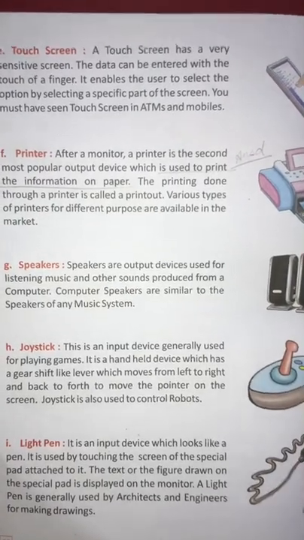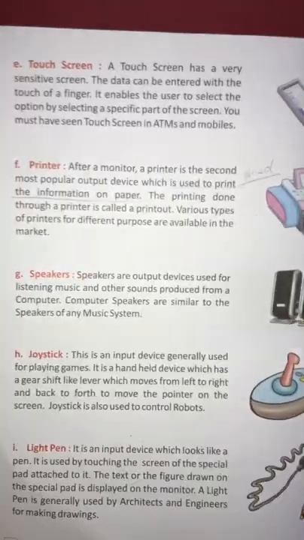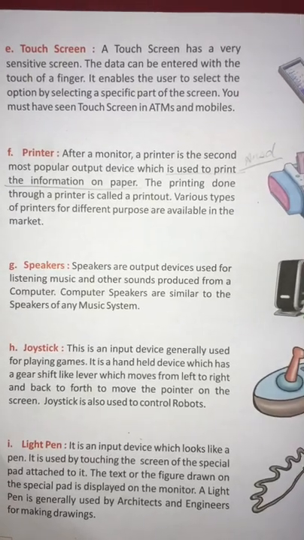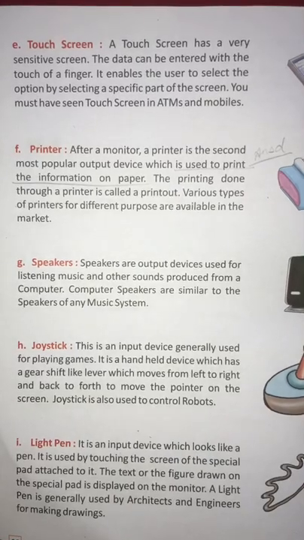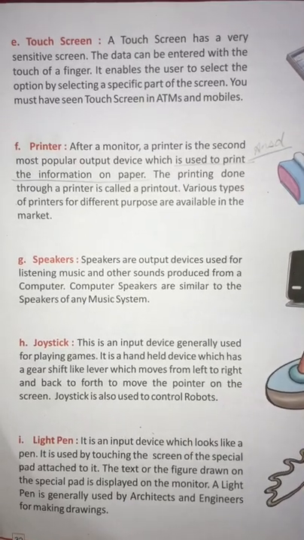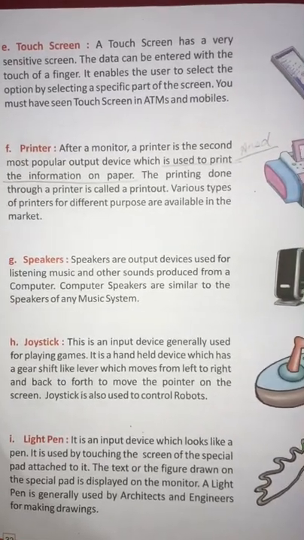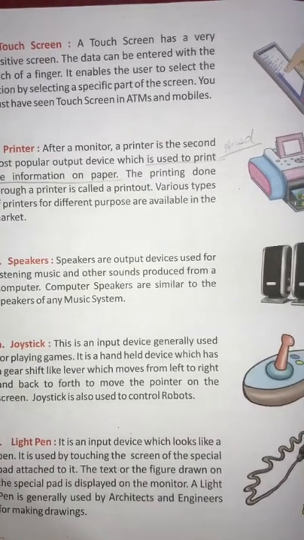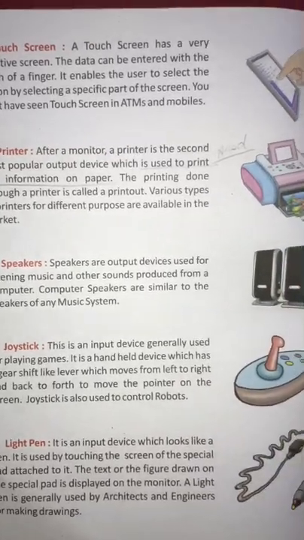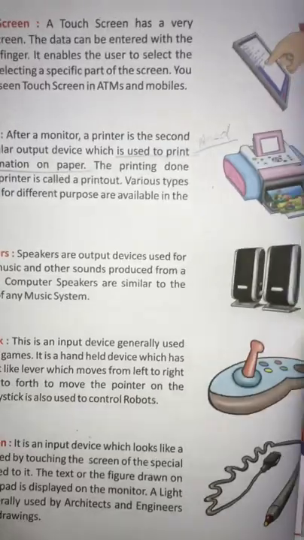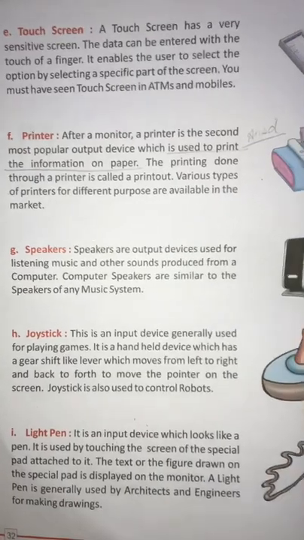Next is the joystick. It's an input device used for playing games. It is a handheld device which has a gear-shift-like lever which moves from left to right and back to front to move the pointer on the screen. It is generally used to control robots. Video games have a joystick to play the games and perform different functions, and buttons on the joystick are basically used for playing the games.